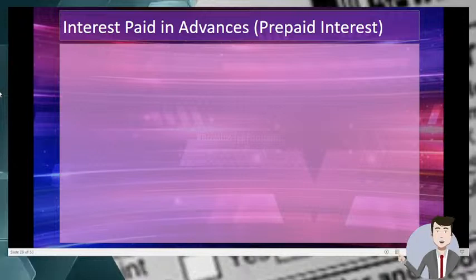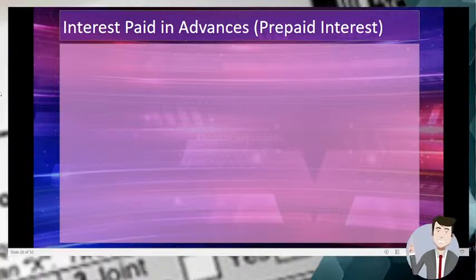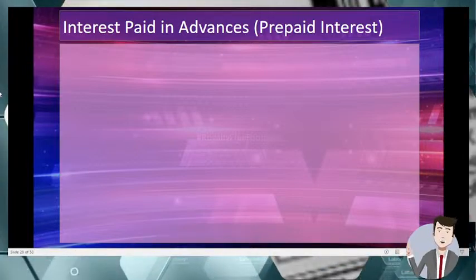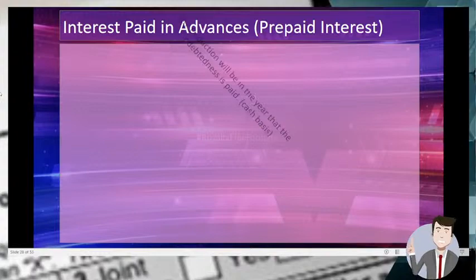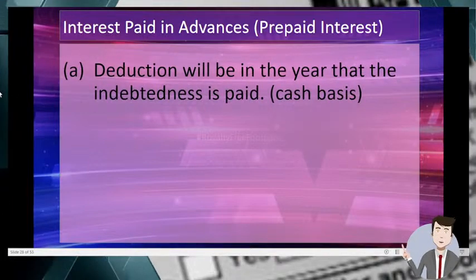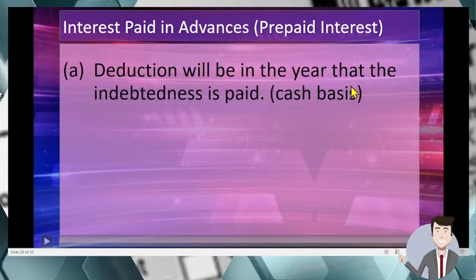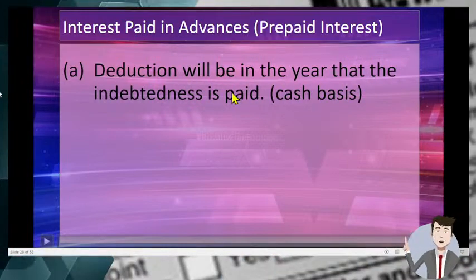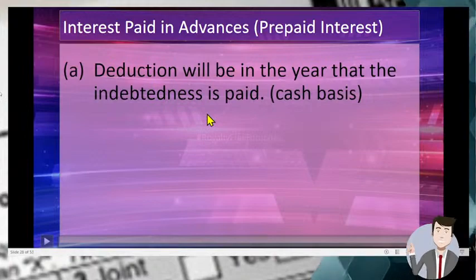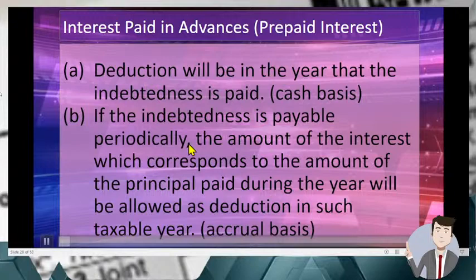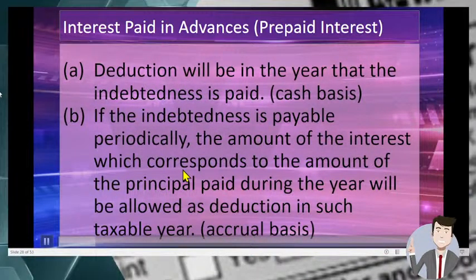So for a receivable, the indebtedness has a cost which is called interest. Okay, so interest in advance. When we say interest in advance, you already paid the interest on your debt. That is termed in accounting as prepaid interest. So what is the treatment for prepaid interest? Deduction will be in the year that the indebtedness is paid under cash basis. If the indebtedness is payable periodically, the amount of the interest which corresponds to the amount of the principal paid during the year will be allowed as deduction in such taxable years.